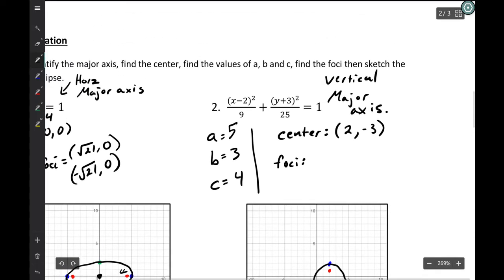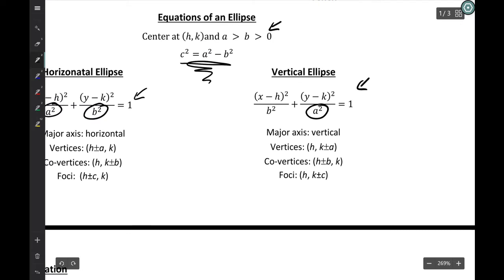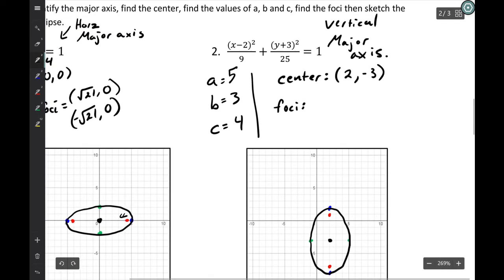Because if you remember, going back, I actually tell you where the foci are. It's h, comma, k plus c, and k minus c. So let's try that. So foci are h, which is 2, comma, negative 3 plus 4, which is 1, and then 2, comma, negative 3 minus 4, which is negative 7. And if you look, they do in fact match up there, which is kind of nice.